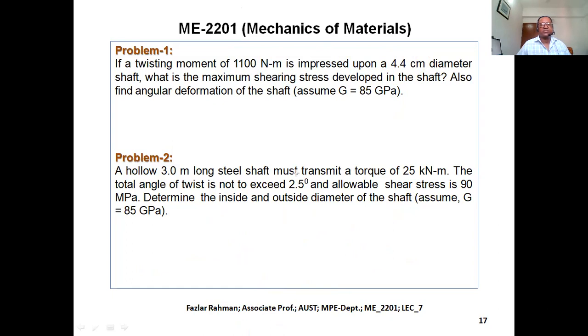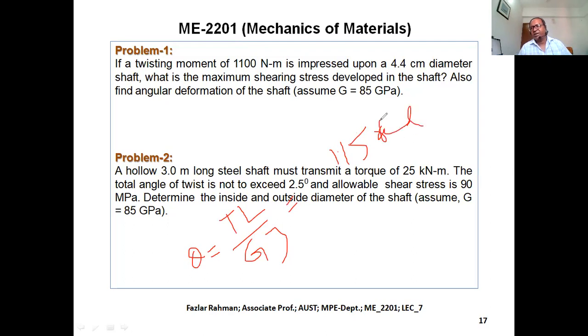Sir, how can we get L? Well, L is not given, but they are telling you to figure out the angular deformation. What is our formula? Sir, theta is equal to TL by GJ. If length is given it is easy, right? Say I give the length as 2 meters. What will your result be? First you get radian, say 1.15 radian. Or if you convert to degree, just 1 degree.